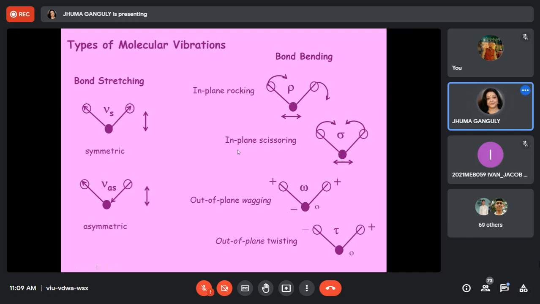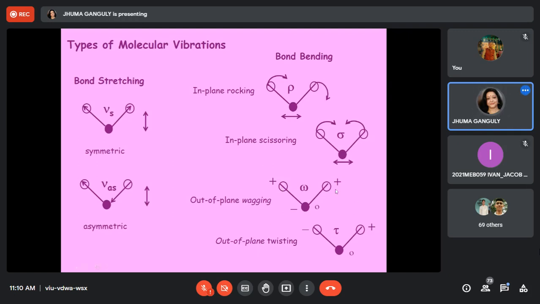This bold one is plain scissoring, like a scissor, and this one is a more theoretical aspect. You can see this is plain wagging and this is twisting. So they vibrate about their own position. These two are vibration modes, and when they vibrate, they generate some absorption.